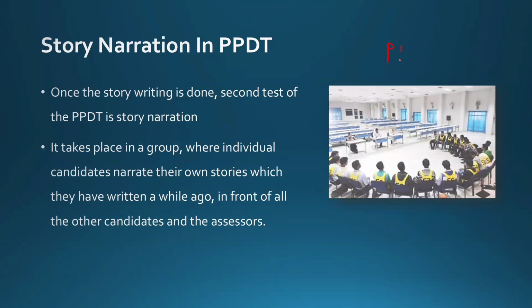Now, as I told you, it is the picture perception and discussion test. The second thing after story writing is story narration. Once the story writing is done, the second test of the PPDT is the story narration. It takes place in a group where an individual candidate will narrate his or her own story, which they have written a while ago, in front of all the other candidates and the assessors.